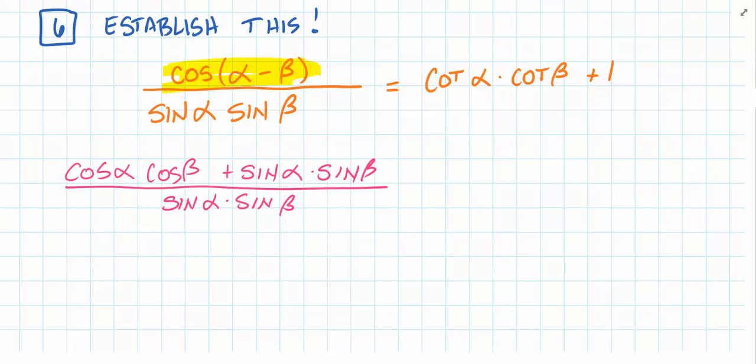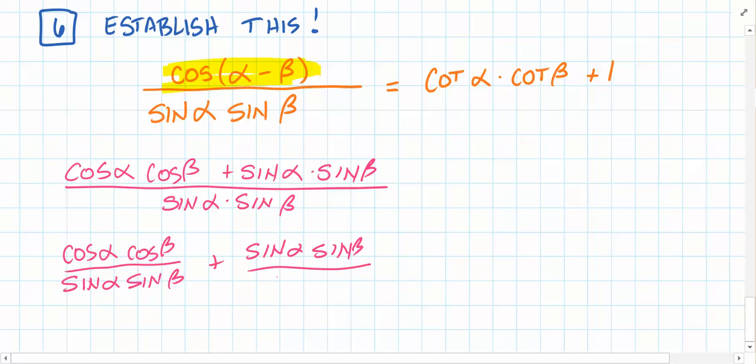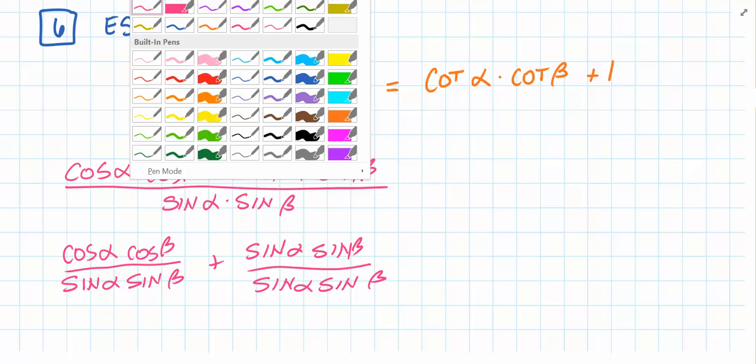Yeah, Seth, what should we do? Yeah, let's split up. That's a great idea. So if we split this up, here's what we get. We get cosine alpha, cosine beta over sine alpha, sine beta, plus sine alpha, sine beta over sine alpha, sine beta. Exactly.